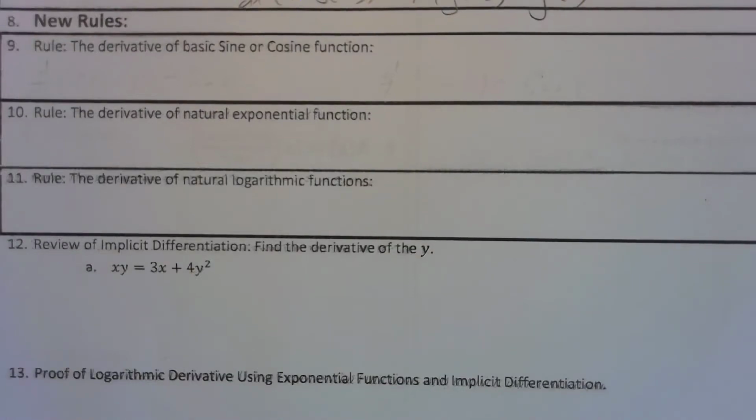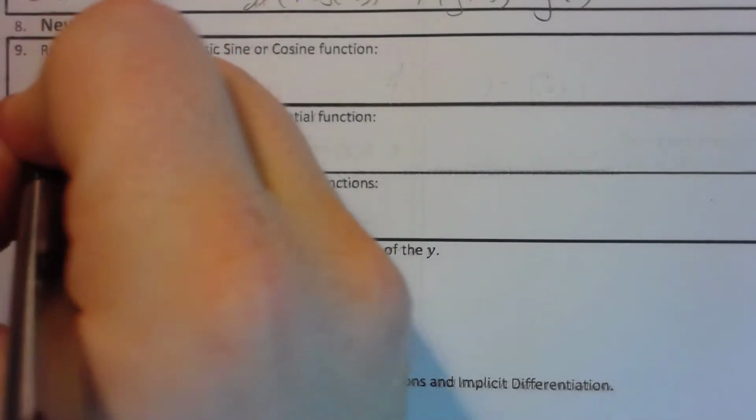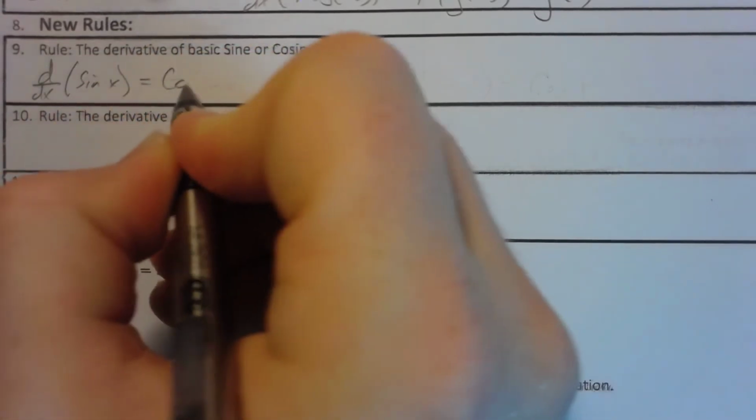For the new rules, we're looking at the derivative of sine and cosine. Now these ones we have done before, however, we're simply going to go ahead and make sure we identify them one more time. We're going to start with the derivative of sine of x. The derivative of sine of x is the cosine of x.